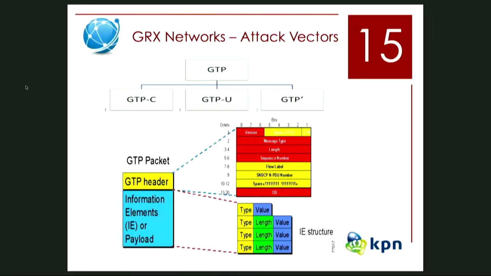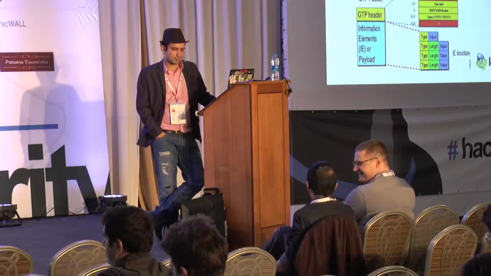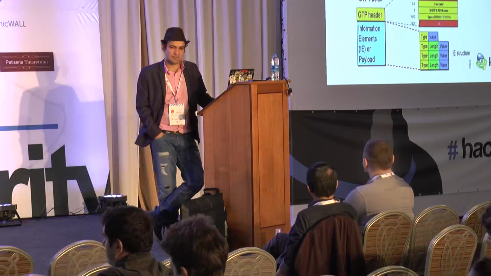GPRS Tunneling Protocol, known as GTP, is a group of IP-based communication protocols used to carry General Packet Radio Service, known as GPRS, within the GSM, UMTS, and LTE networks. GTP can be decomposed into subcomponents such as GTP-C, GTP-U, and GTP prime.